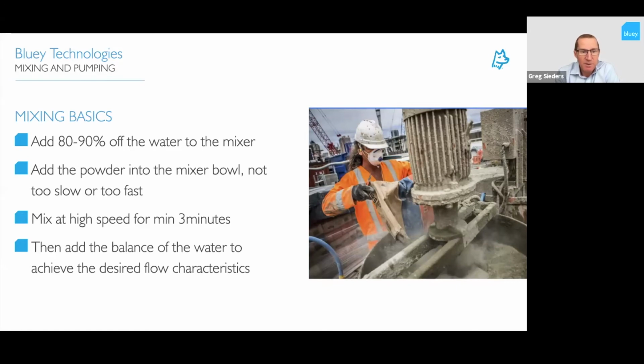Once you've added all the powder, make sure you give it a good mix for a minimum of 3 minutes, or depending on what the TDS says for the product you've chosen. And then you can add the balance of the water at the end to give you the desired flow characteristics. If you add all the water at the start, then you're stuck. You can't take water out. If you add more water, then you've gone over your limits, which will cause issues. So it's always best to mix it a little bit thicker at the start. That'll give you more shear in your mixing process.